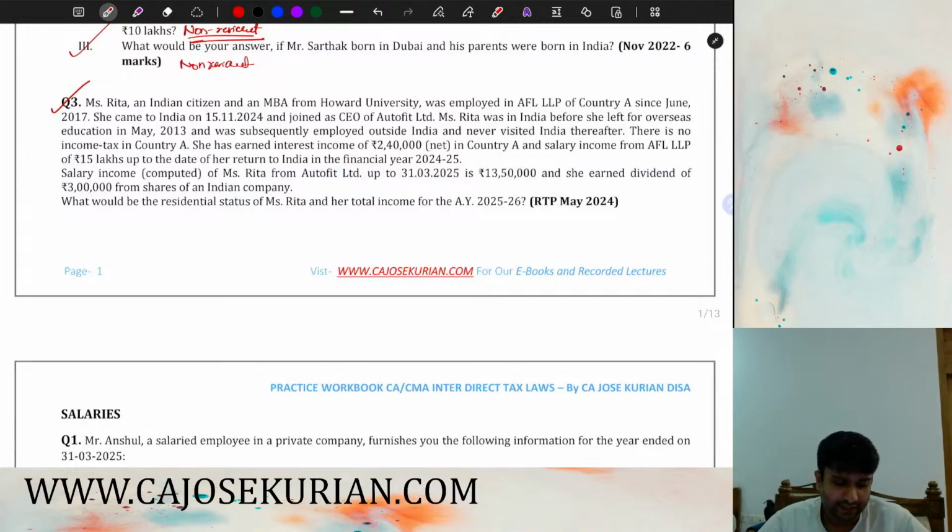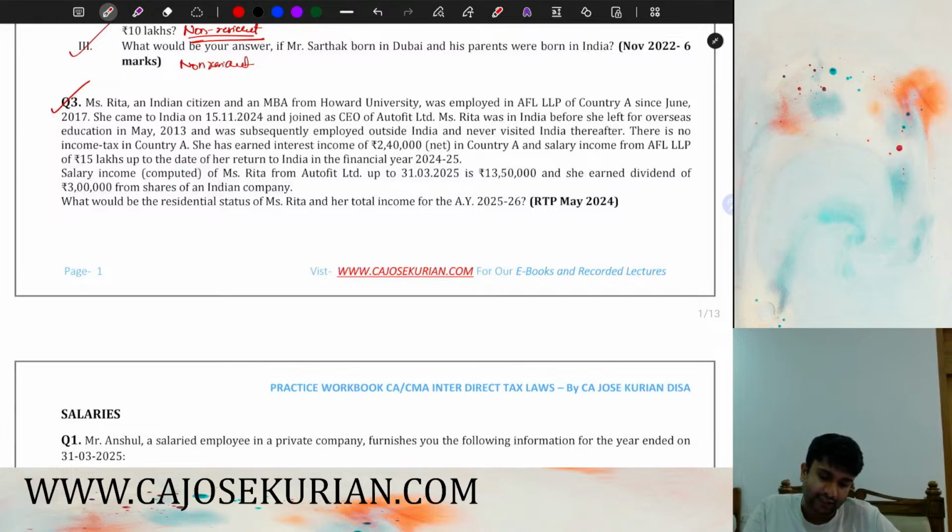So let's understand question number three. Miss Rita, an Indian citizen and an MBA from Harvard University, was employed in AFL LLP of country A since June 2017. She came to India on 15/11/2024 and joined as CEO of AutoFit Limited. Miss Rita was in India before she left for overseas education in May 2013, and she was subsequently employed outside India and never visited India thereafter. There is no income tax in country A. Again, country A is a tax haven.